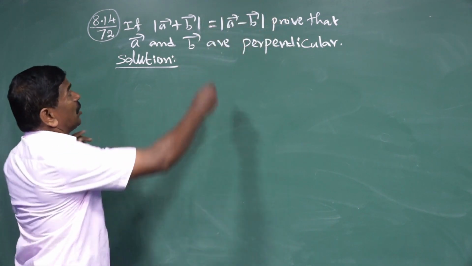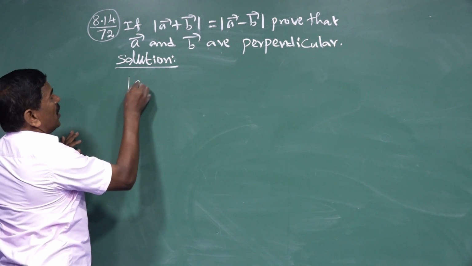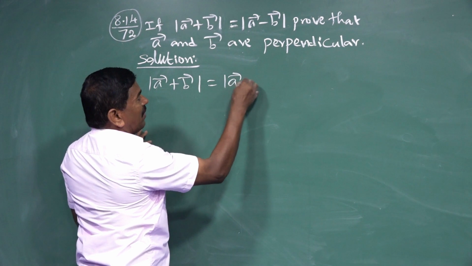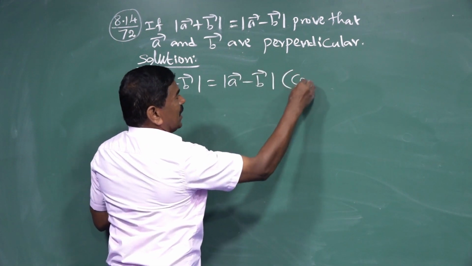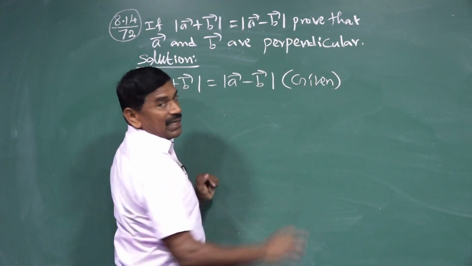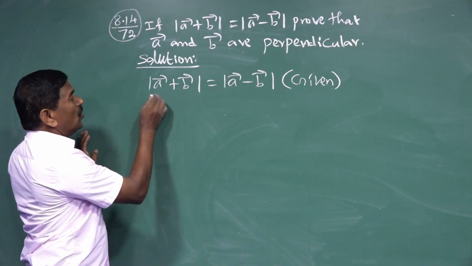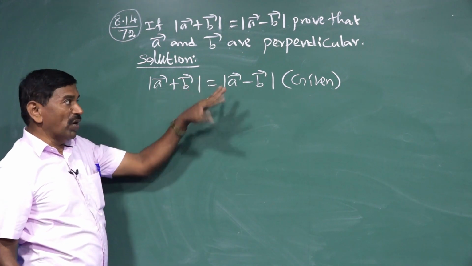Okay, now start. Take your given condition: modulus A vector plus B vector is equal to modulus A vector minus B vector, which is given. Now, squaring on both sides, to eliminate the modulus.